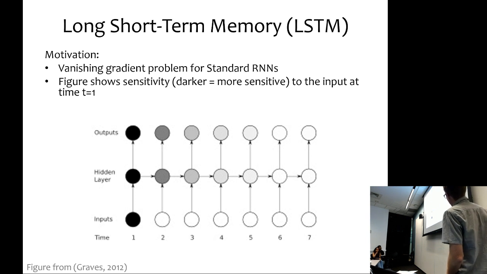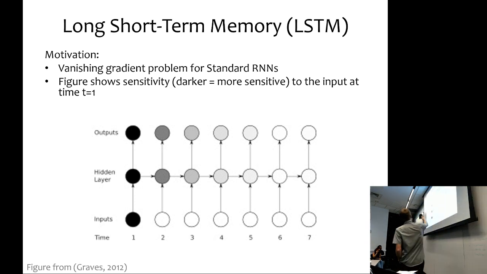And so what you can see here is that the actual value of the input at time t equals 1 is going to have less and less effect as the time steps go on. So what does this mean?